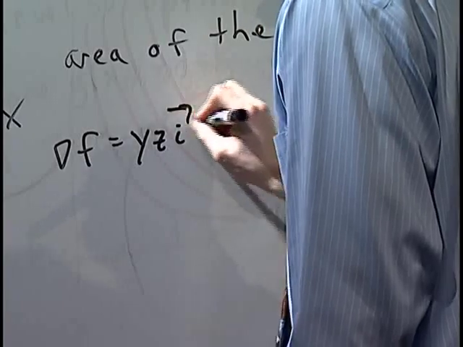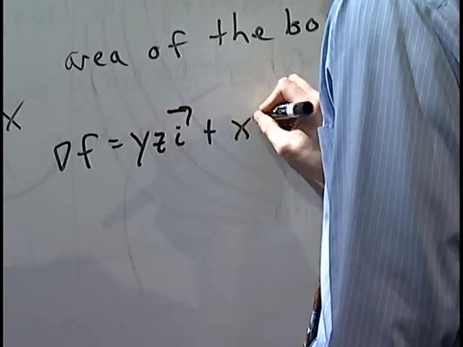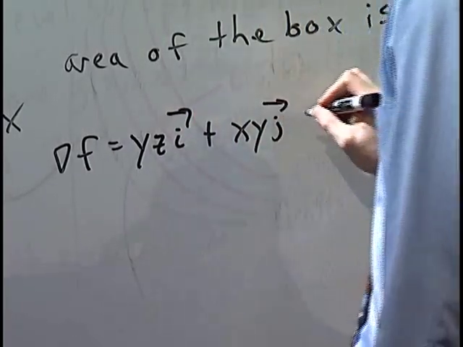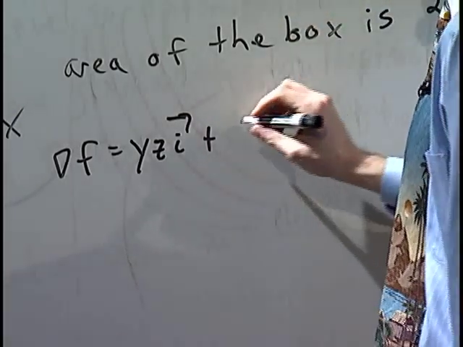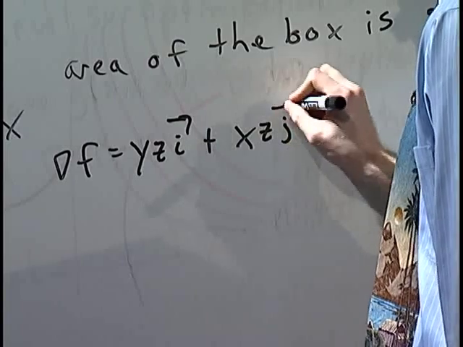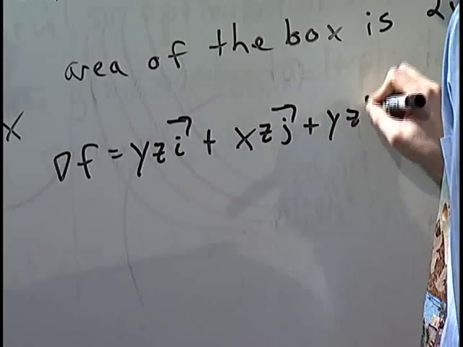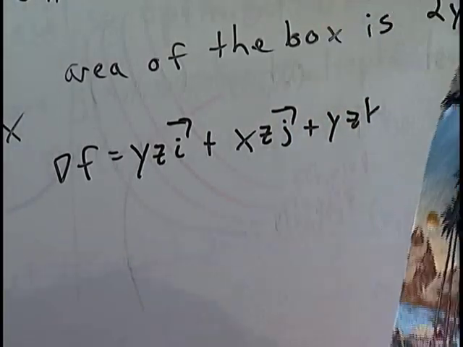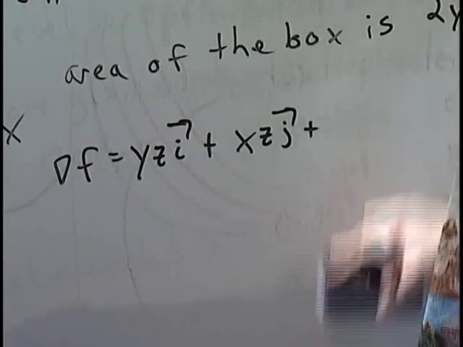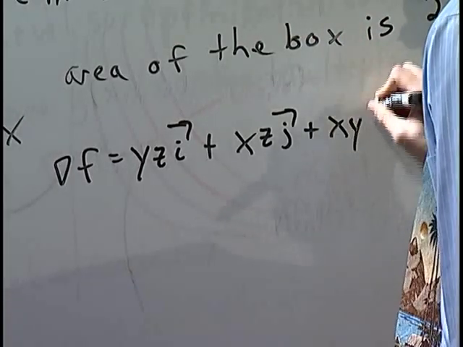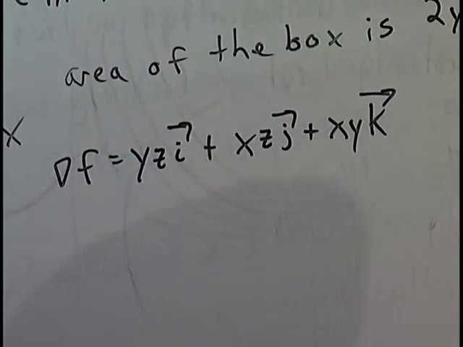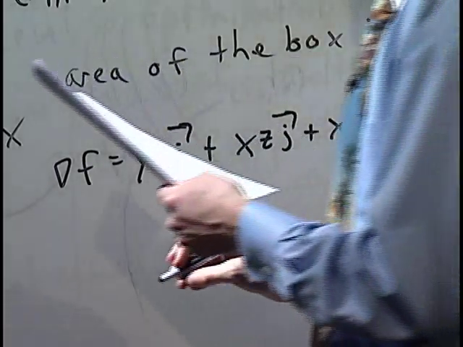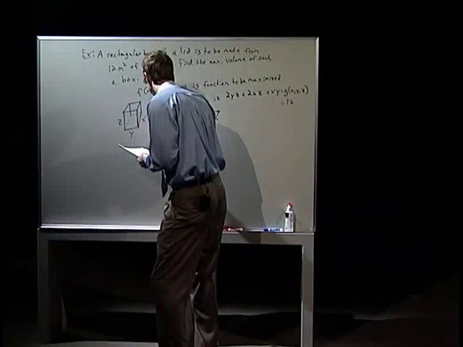yz i plus xz j plus xy k. Okay, so there's the gradient of f. Is that what I got here? Yeah, good. All right.